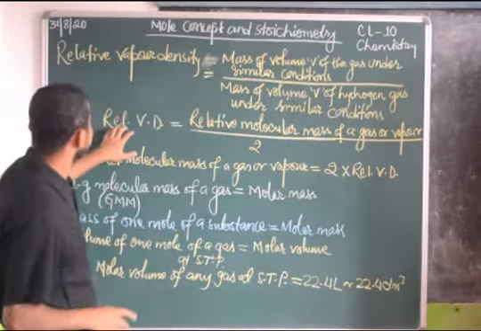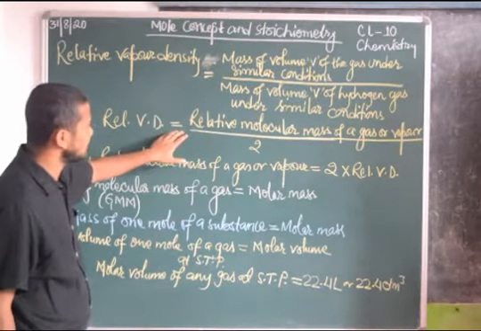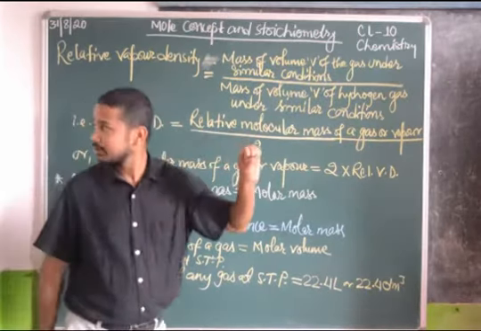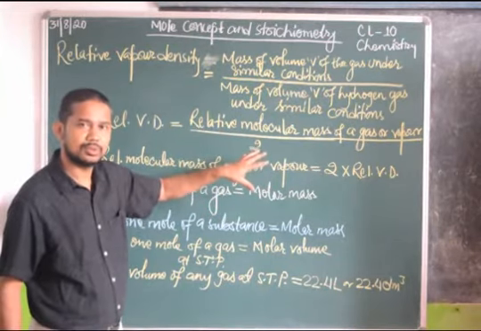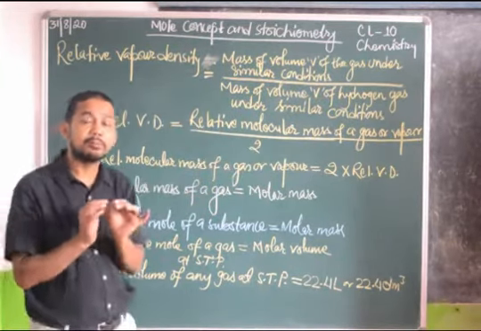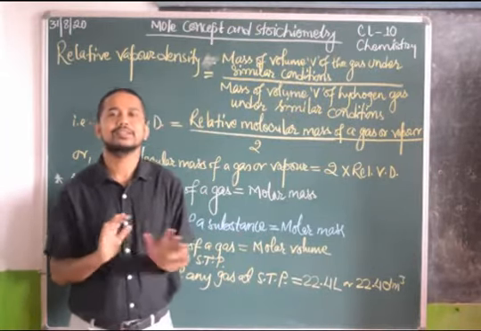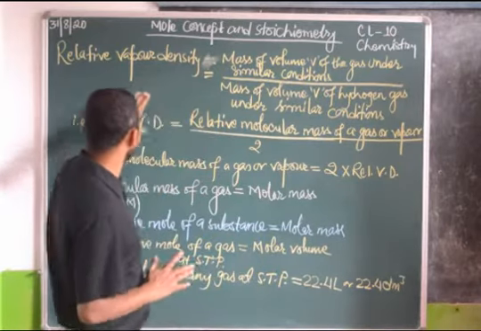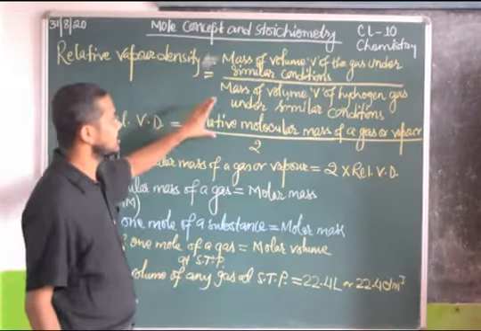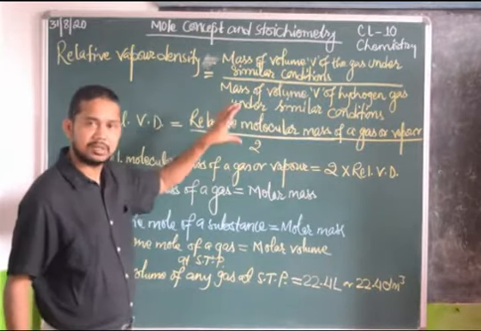Then what can we write? Relative vapor density in short is equal to the relative molecular mass of a gas or vapor divided by 2. This is proved in your book, but the proof is not required, so we'll directly use this. Relative vapor density is equal to the relative molecular mass of a gas or vapor by 2. This you need to learn.